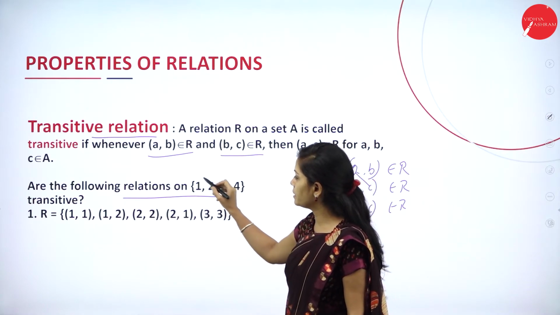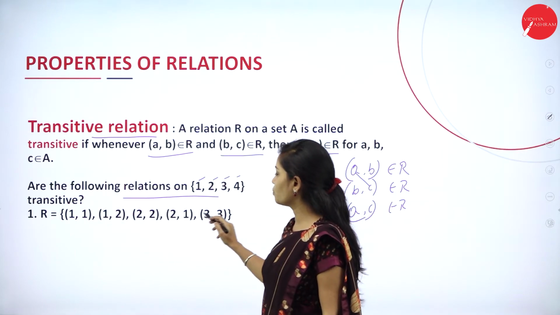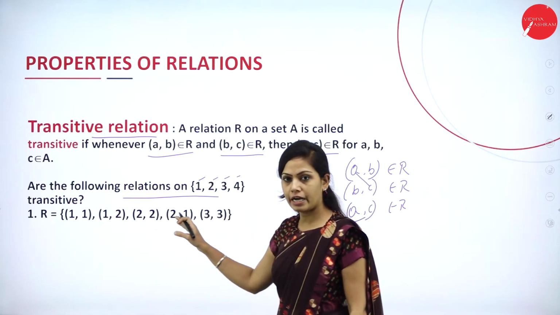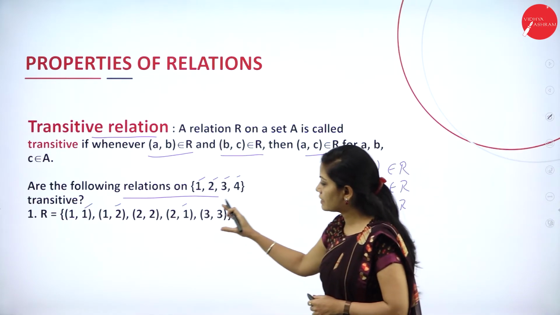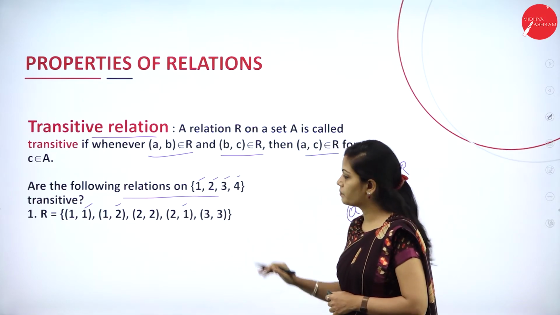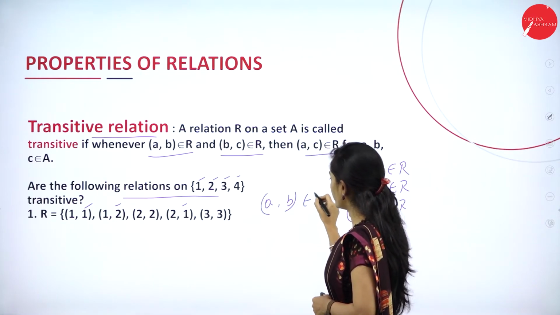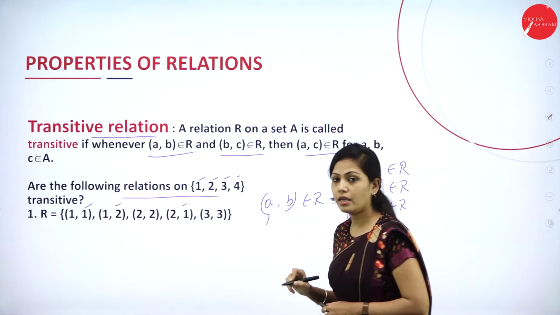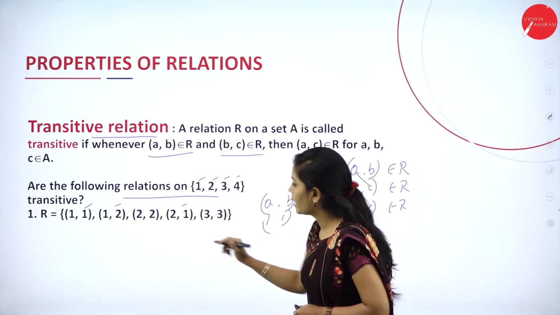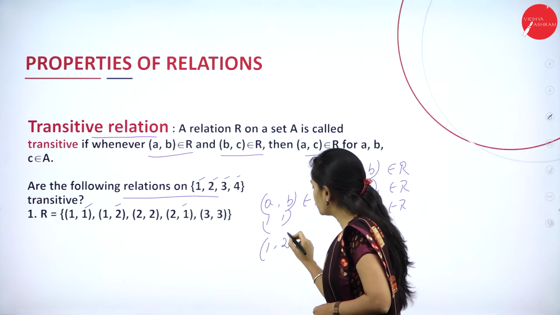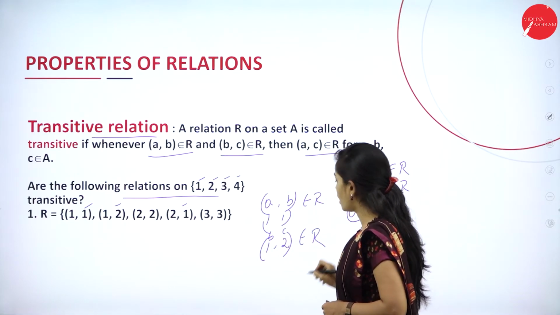I have four set elements 1, 2, 3, 4 and the relation (1,1), (1,2), (2,1), (3,3). So here we'll check whether the condition is transitive or not. Here I have (1,1), which has to satisfy (a,b) in R. In place of a, I have 1 and b is also 1. And next is (1,2), so here b value is 1, c value is 2. So it belongs to R.